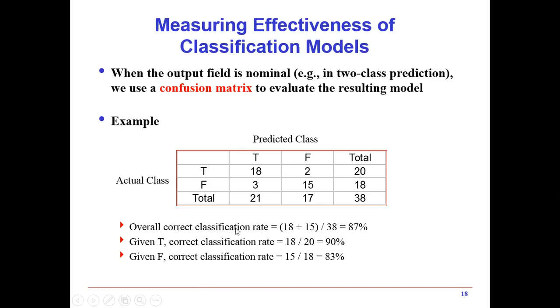Okay, so overall classification is (18 + 15) divided by 38, 87%. And the correct classification rate for T is 18 divided by 20, because the true classification total value is 20. So we divide 18 by 20, 90%. Given F, the correct classification rate is 15 divided by 18, 83%. So these are the model accuracy.